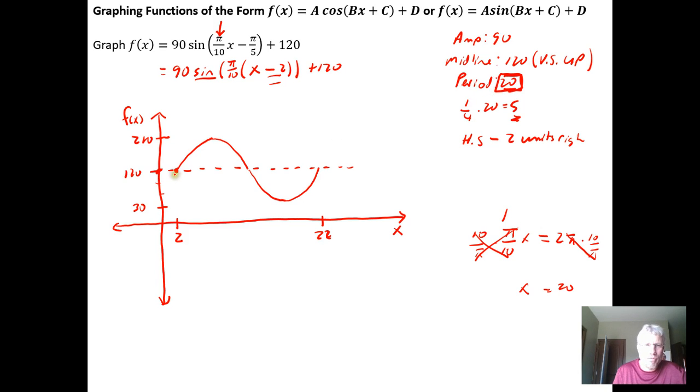If we're breaking this into fourths, high point, cross the midline, low point, back at the midline. So we break it into fourths. So we take a fourth of the period. That tells us that the distance between each of these should be 5. So we go 2 plus 5 is 7, plus 5 is 12, plus 5 is 17, plus 5 is 22. And there's a nice graph of our horizontally and vertically transformed function.